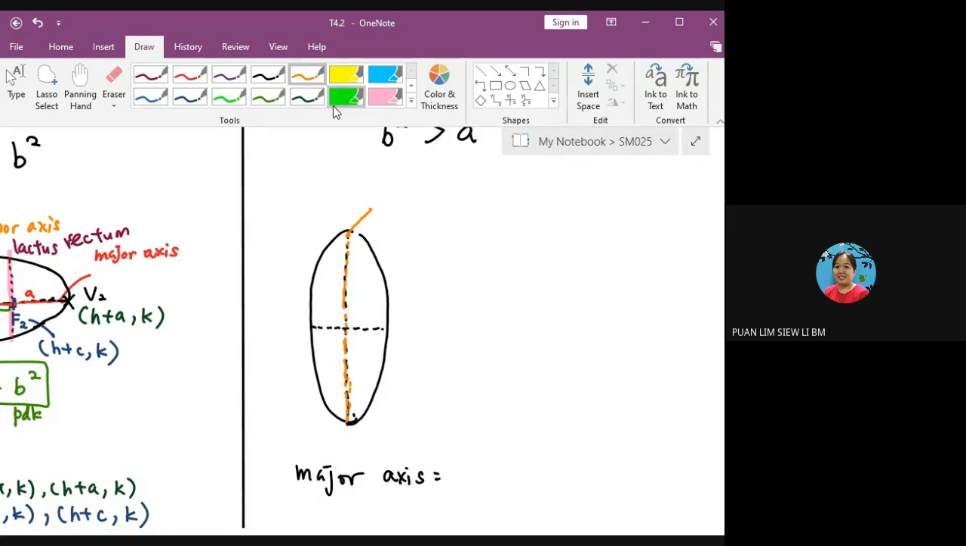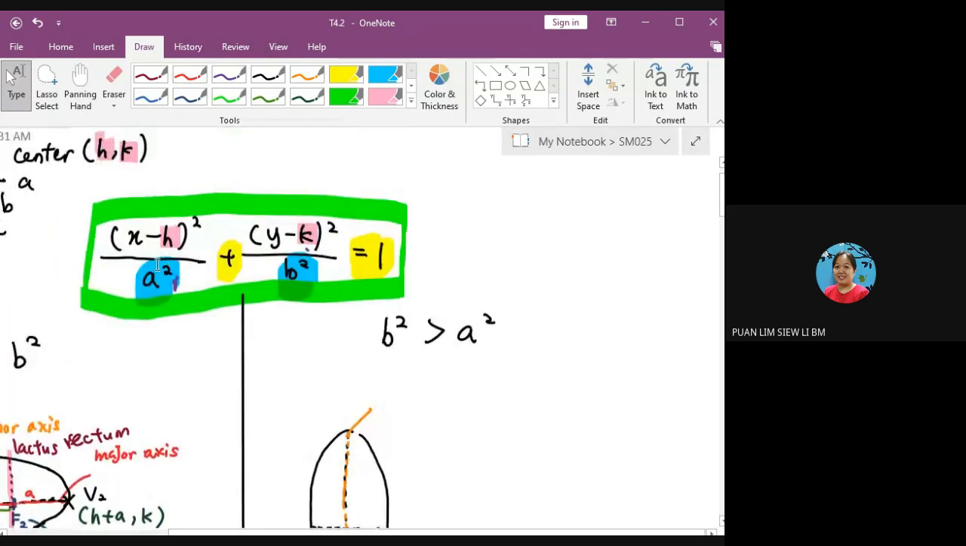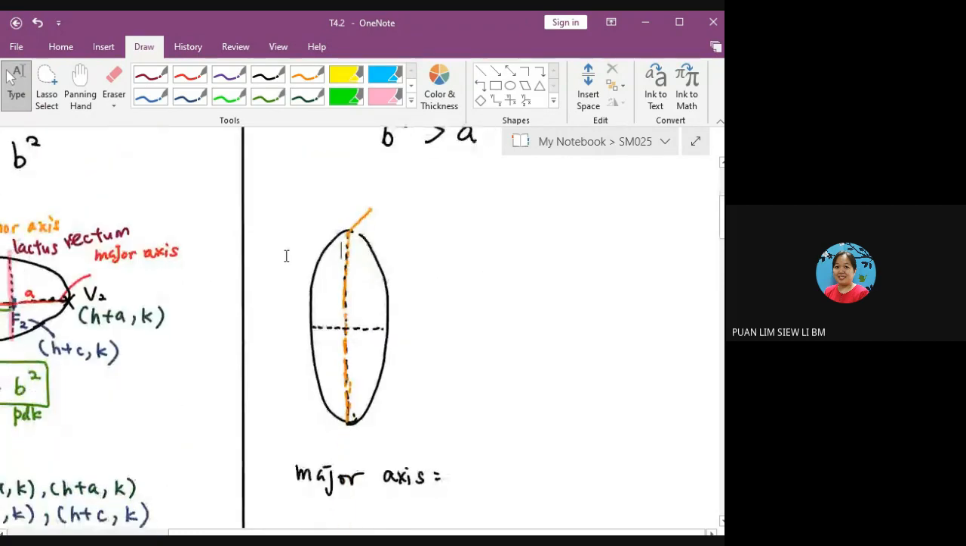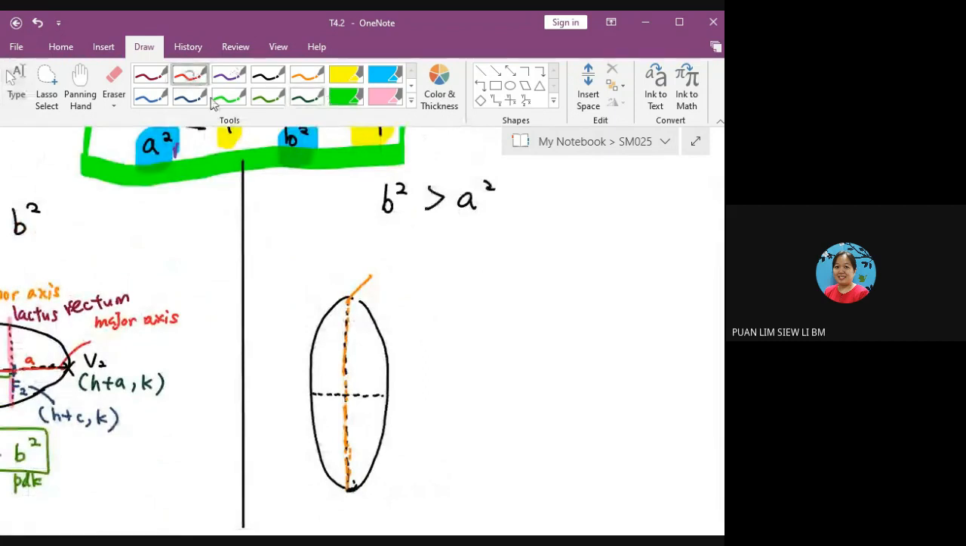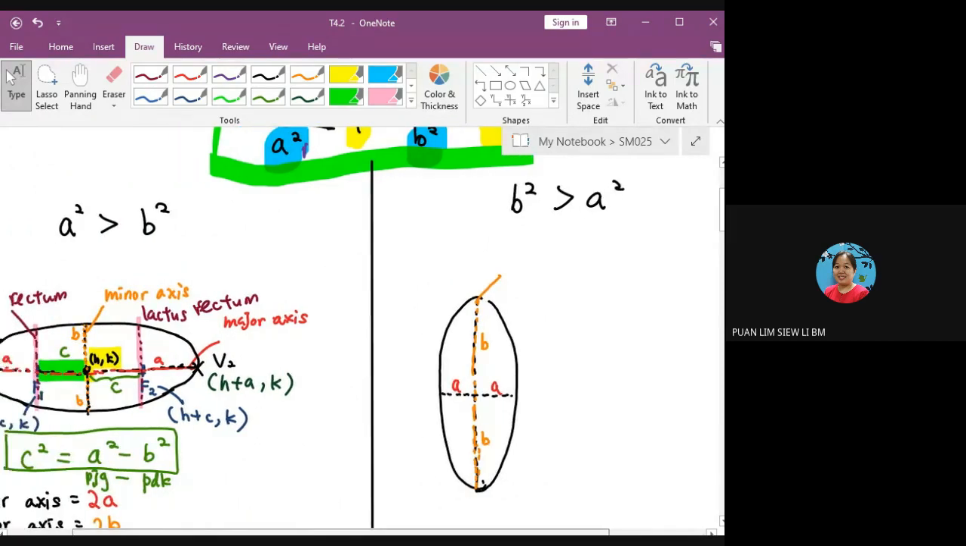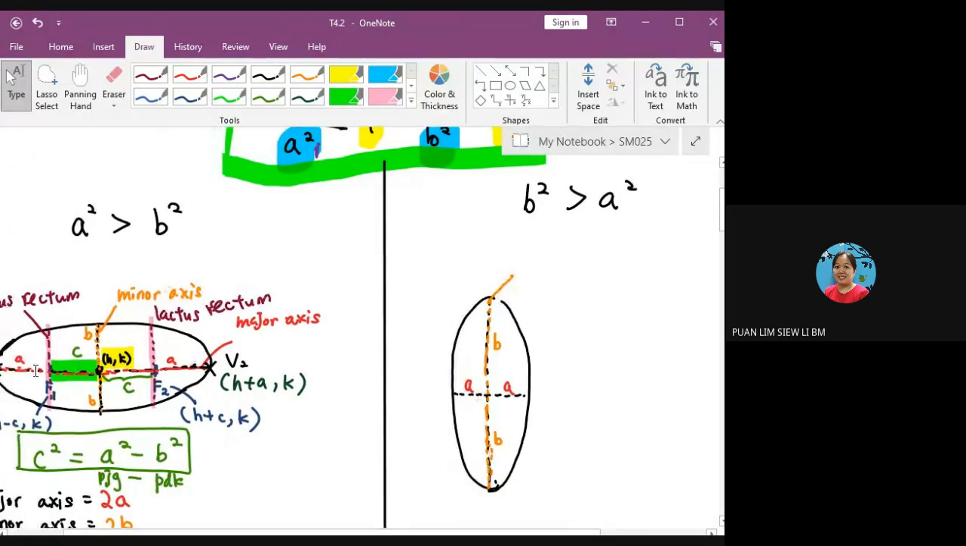Okay, so di manakah A dengan di mana B? So saya dah kata tadi, A adalah benda yang under x-axis. So A adalah benda yang melintang, B adalah benda yang menegak. So bermaksud benda yang melintang adalah A, benda yang menegak adalah B. Faham? So tak ada konflik dengan tadi, sama. Benda melintang adalah A, benda yang menegak adalah B.